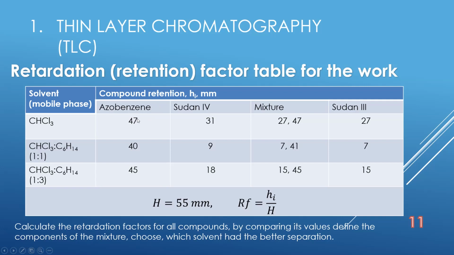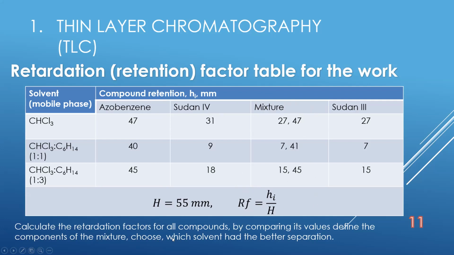The first is the pure substance of azobenzene, the second, third, and fourth are the different mixtures. Some of them are pure, some of them are mixtures. So in this case, your task for this table, you should calculate the retardation factors for all compounds by comparing its values. You should define the components of the mixture. By mixture means the third substance, which is called mixture. And you should choose from which compounds it is made by comparing its retardation factors.